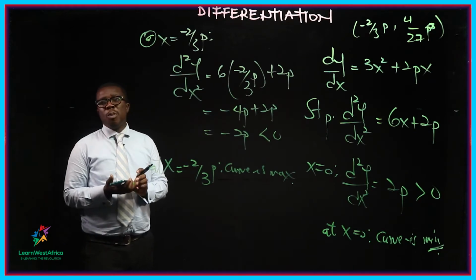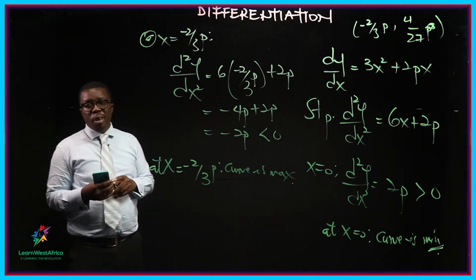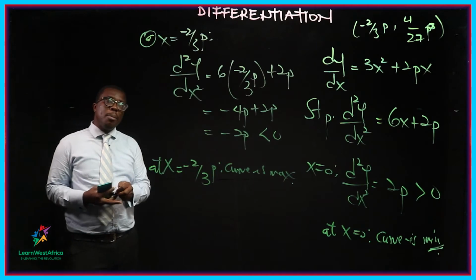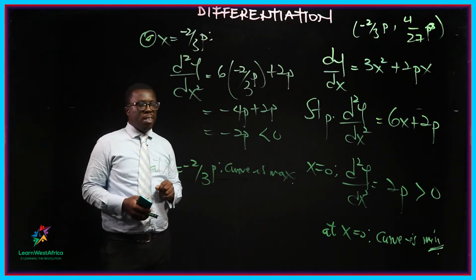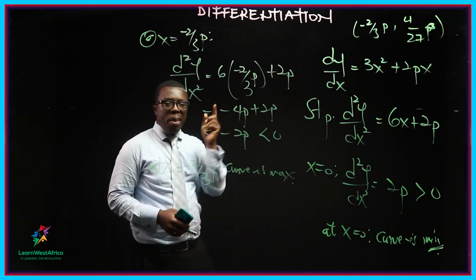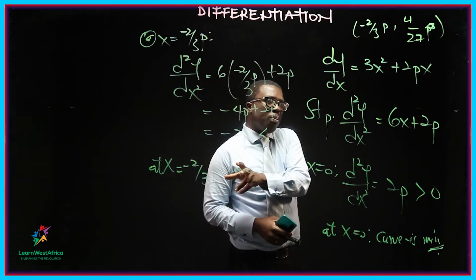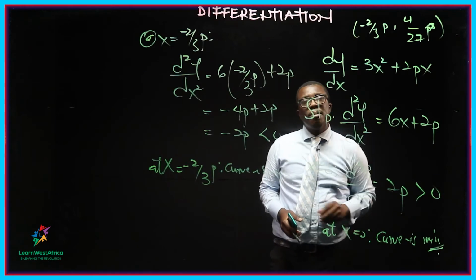So by this, we've been able to deal with the II aspect, which required us to determine the nature of the stationary points of these two. At x equals 0, it is minimum. At x equal to minus 2 over 3p, the curve is maximum.